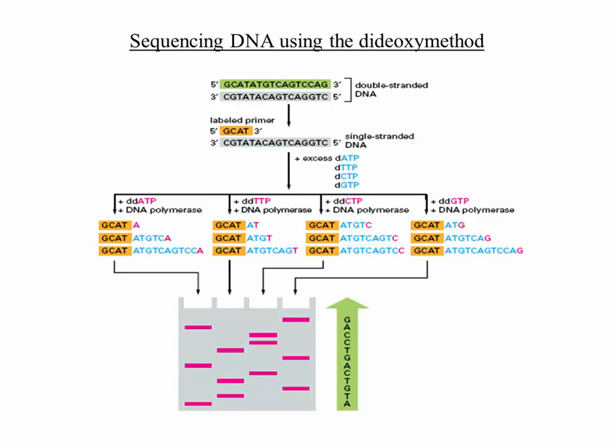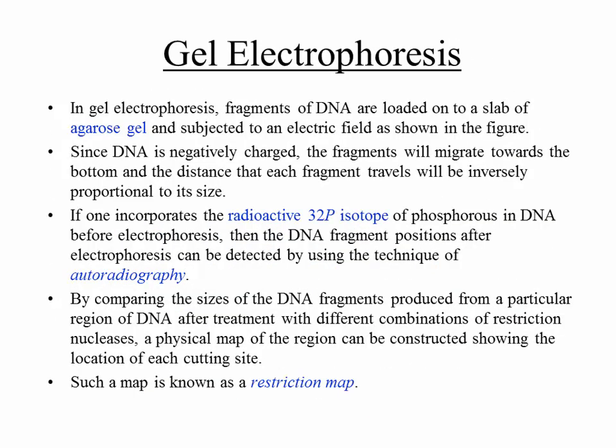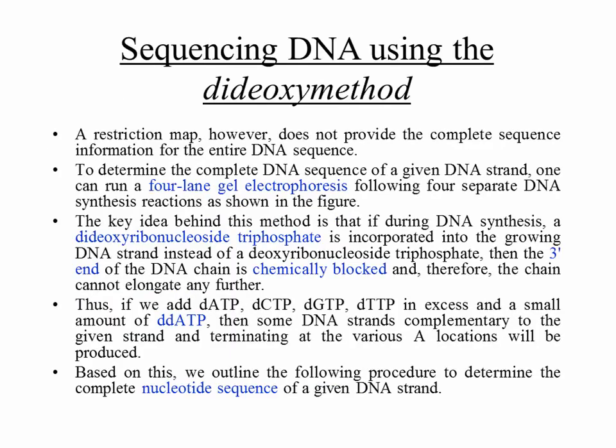So this is Sanger sequencing. Let me just go through the text and you will see that whatever I wrote down here, everything makes sense. The key idea behind this sequencing is that if during DNA synthesis a dideoxyribonucleoside is incorporated into the growing DNA strand instead of a deoxyribonucleoside triphosphate, then the 3' end of the DNA chain is chemically blocked and therefore the chain cannot elongate any further.